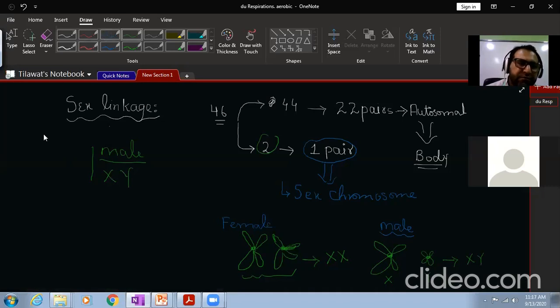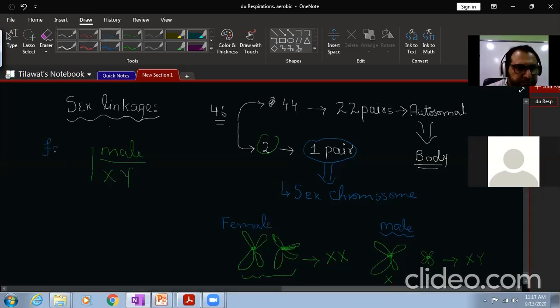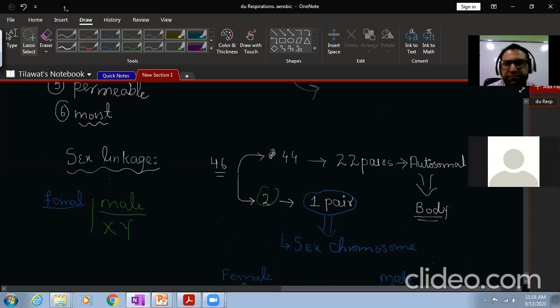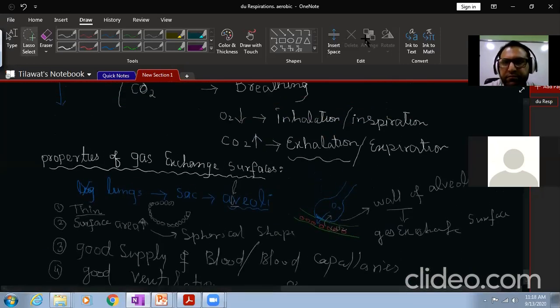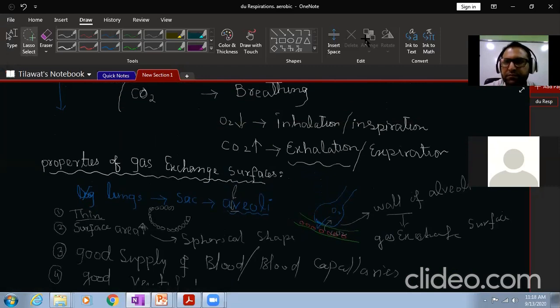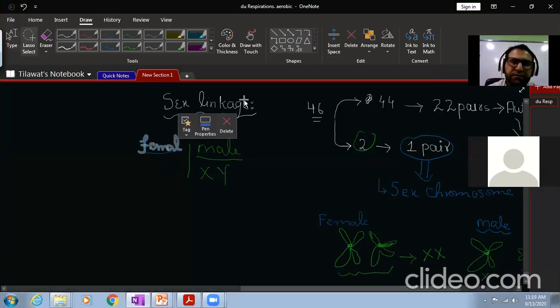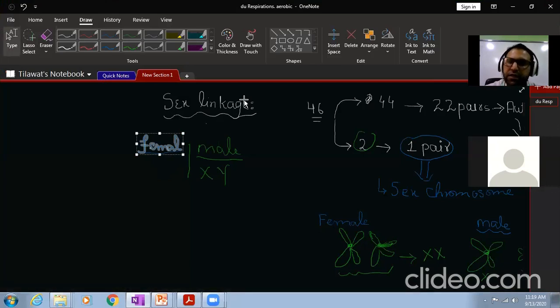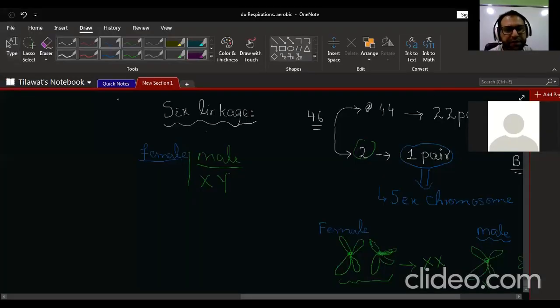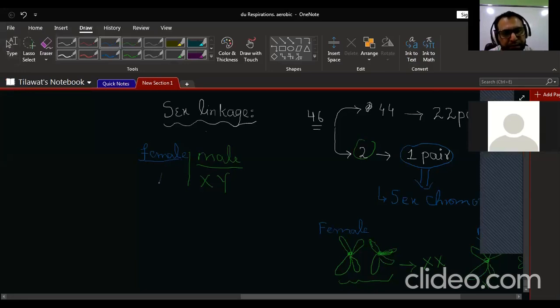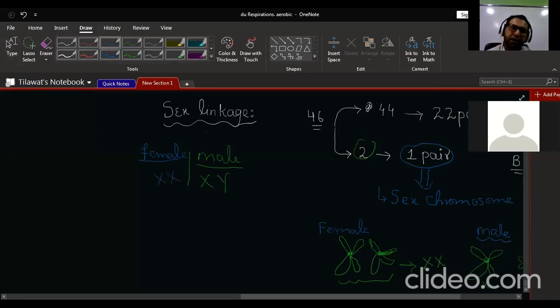While in female, okay, while in female, these two are what? These two are XX. In female, these two we have X and X. Right?